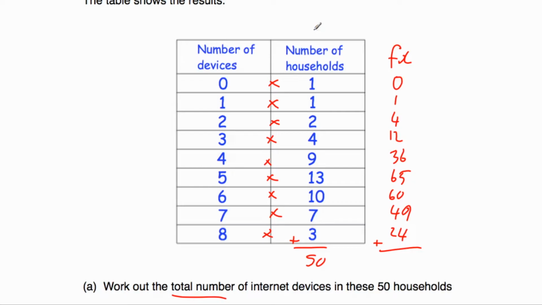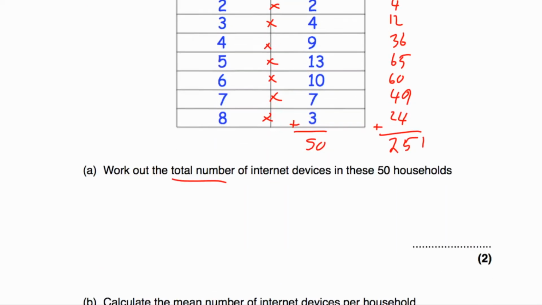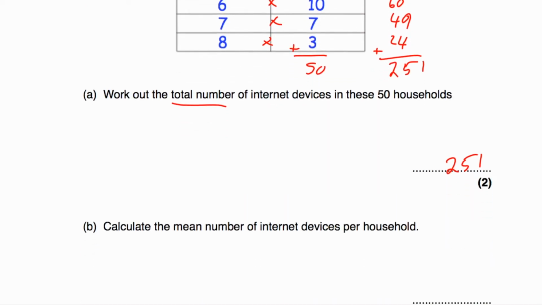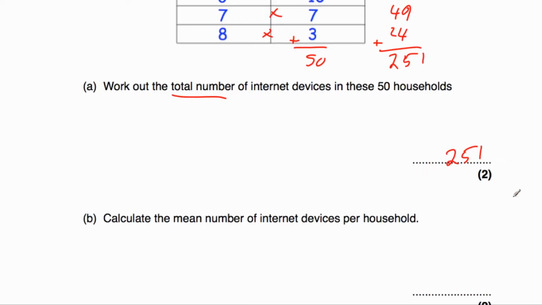So 1 plus 4 plus 12 plus 36 plus 65 plus 60 plus 49 plus 24. And that's equal to 251. So there's 251 internet devices altogether in these 50 households. So 251. And our next part B says calculate the mean number of internet devices per household.